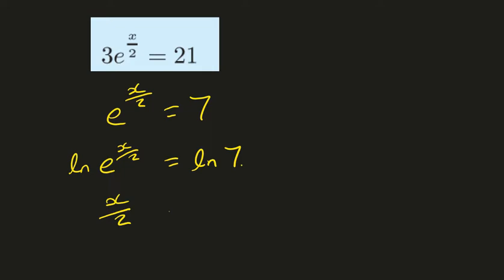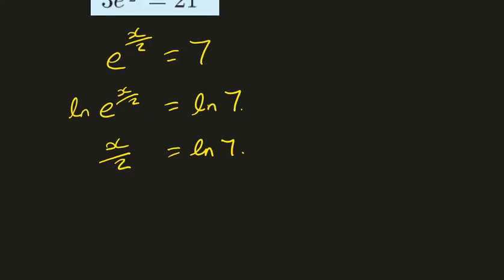So x over 2 is ln 7. Timesing both sides by 2, x equals 2 ln 7. And I guess maybe it's even better to write x is equal to ln of 49. Bring that 2 up. 7 squared is 49.